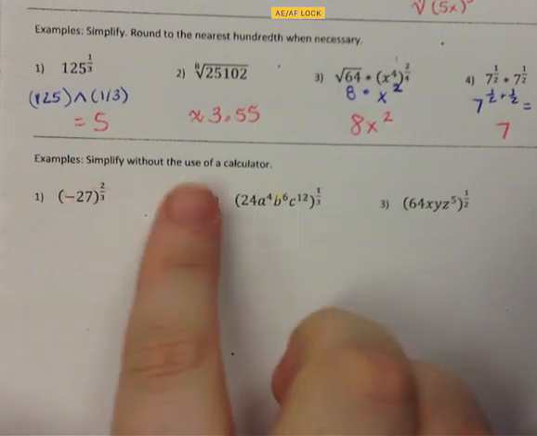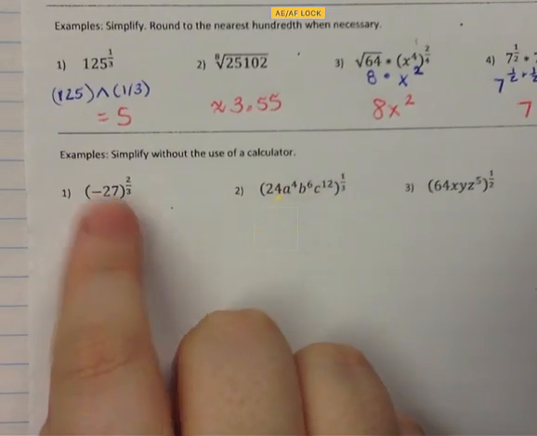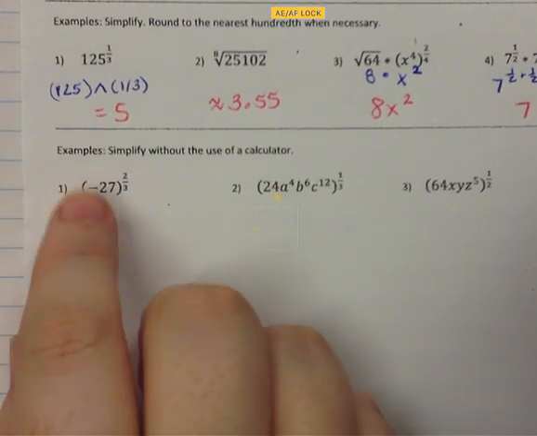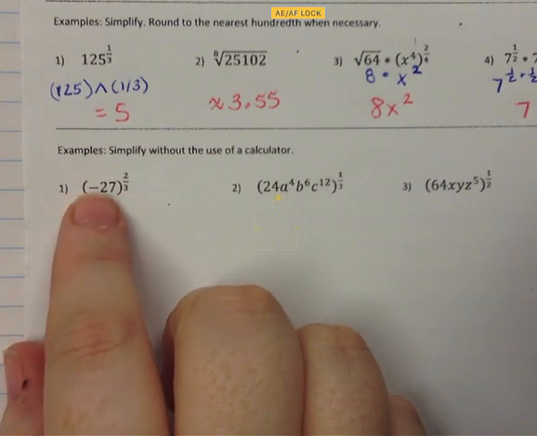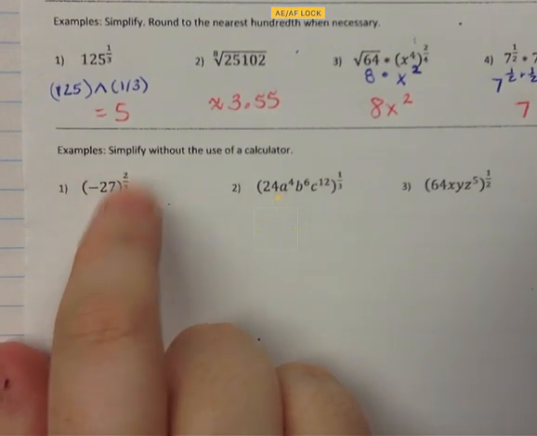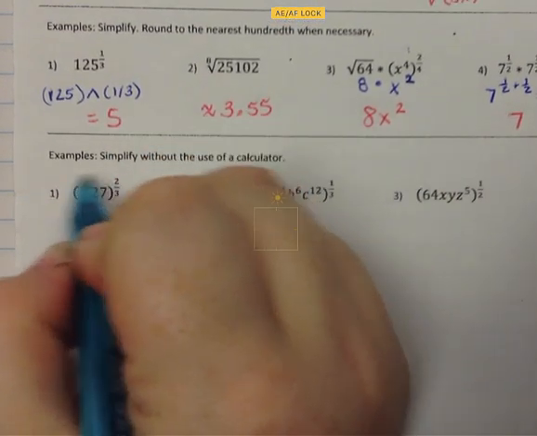The last ones are simplified without the use of a calculator. So what we're going to do is, if we don't have a calculator, we have to convert it so that we could actually try and do these in our head. So the first one is parentheses -27 raised to the 2/3. I can't do an exponent of a fraction in my head, so I'm going to convert it. So if I convert it, I want to put it into a radical.